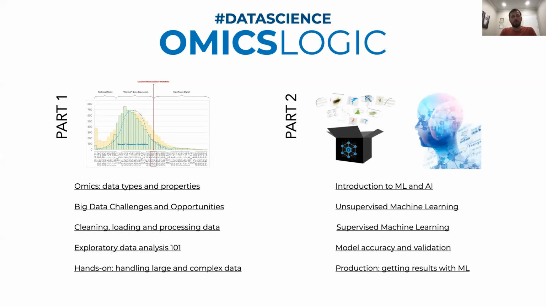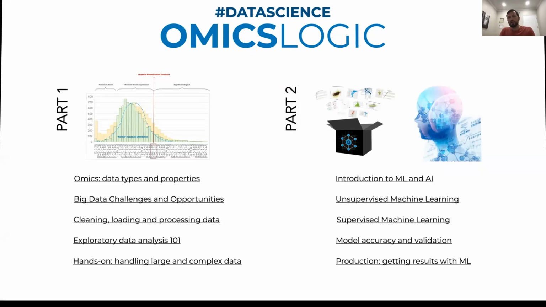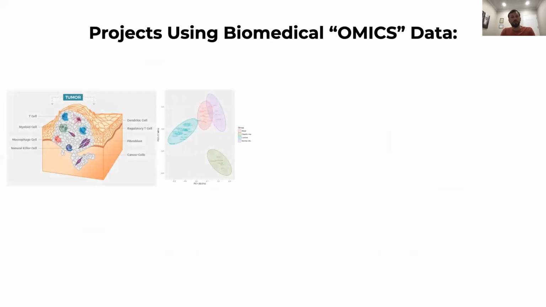The second part will talk about statistical analysis, introduction to machine learning, and how to perform your basic analysis and evaluate that analysis in terms of accuracy and in terms of how generally applicable it is for other data sets. So we'll talk about supervised and unsupervised machine learning. We'll talk about model accuracy and validation, and we'll also talk about the difference between exploring, analyzing, and actually getting results with machine learning. Now, importantly, as I mentioned, this will be applied to a number of different project examples.